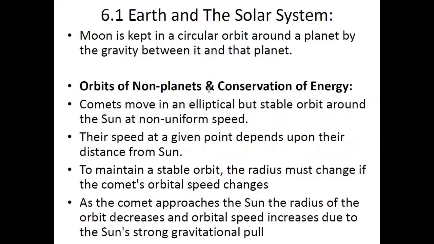The Moon is kept in a circular orbit around a planet by the gravity between it and that planet. The distance between the Moon and the planet and the gravitational pull of both, such as our planet Earth and our Moon, is what causes them to form a stable orbit. This distance and the force of attraction determine how much time the Moon would take to complete one revolution around its planet.